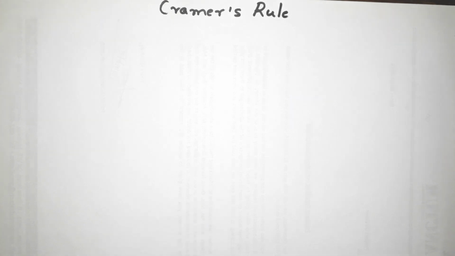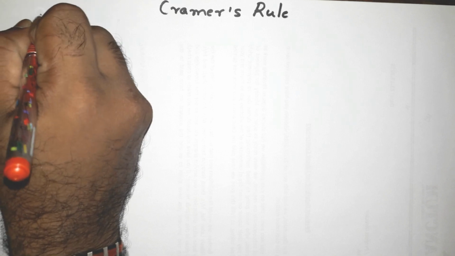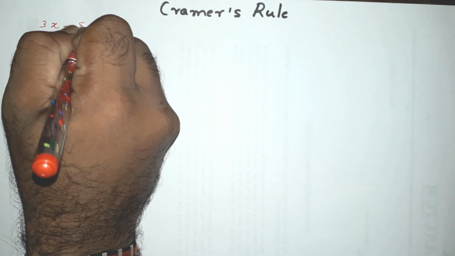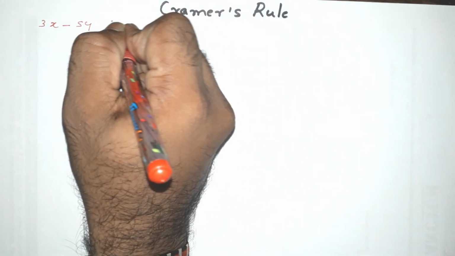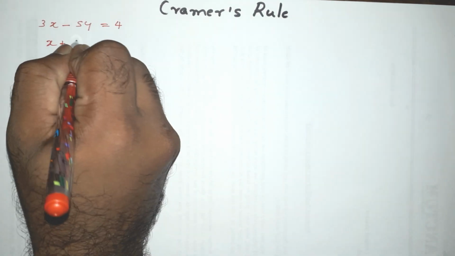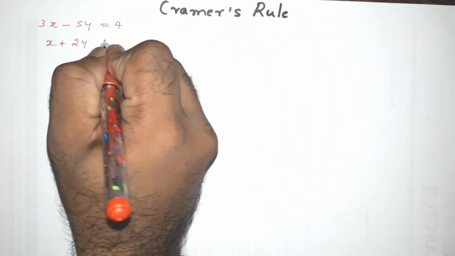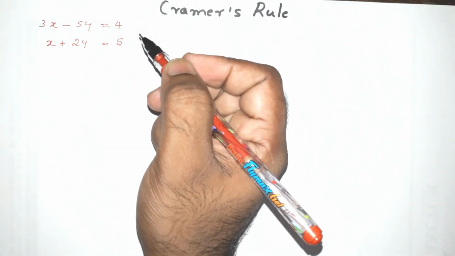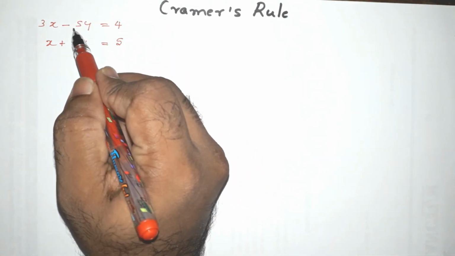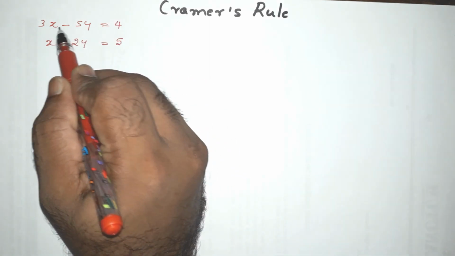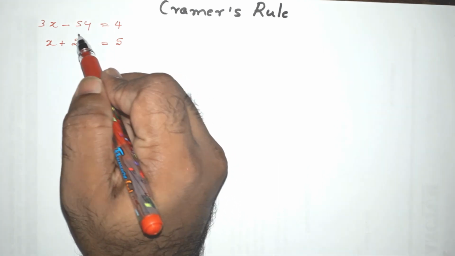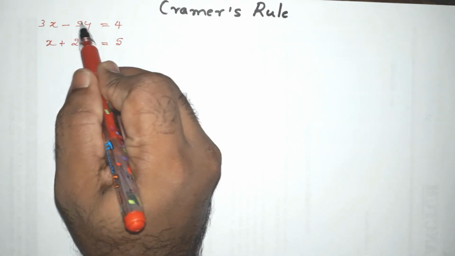Now I'll take one equation: 3x minus 5y is equal to 4, and x plus 2y is equal to 5. Here we can see only x and y. There is no z, since only x and y are the two variables. That is why this equation consists of only two variables, x and y.